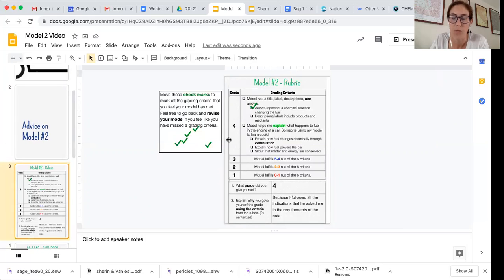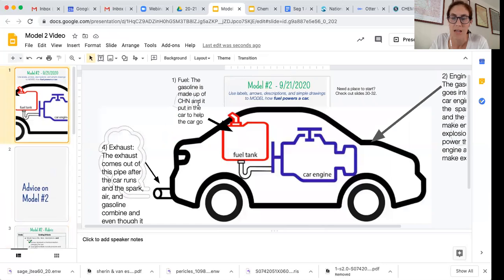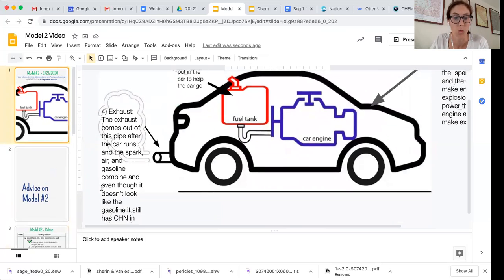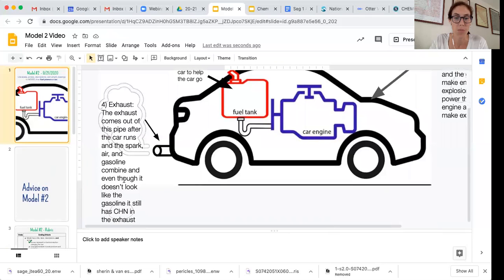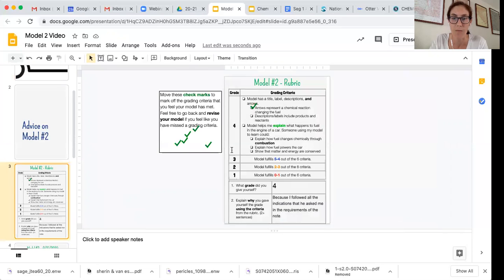Description of labels including products and reactants. So let's go back and check. So she has CHN as the fuel that goes into the fuel tank. That's the reactant, but actually she's missing the name of the product. And so we know that the products of combustion reactions are carbon dioxide and water. So something that this person could go back and do is add that CO2 and water come out of the exhaust pipe, and then she'll have all of the reactants of the reaction. So we're not going to give her a check mark there for that one.